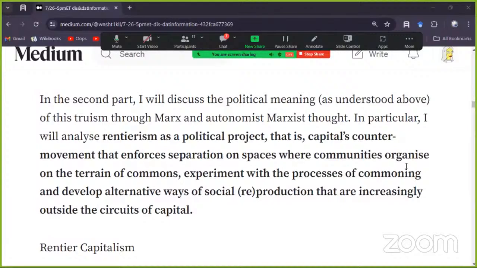In particular, this article analyzes rentierism as a political project, that is, capital's counter movement, enforces separation on spaces where communities organize on the terrain of commons, experiment with the processes of commoning. And commoning means you interact, share resources, that's sort of what the ontology is about, and develop alternative ways of social reproduction that are increasingly outside the circuits of capital. So this sense of outside and inside is actually fairly important, and can be easily defined in a very base sort of way. But you need to sort of think of this in a slightly larger way now that there are more internet connections among all these things.